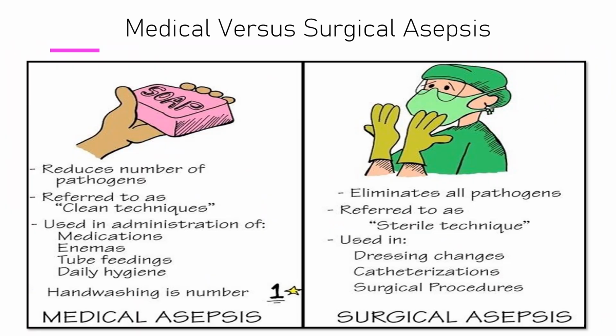I'm going to discuss asepsis. Asepsis is the absence of disease-causing microorganisms. Using aseptic technique decreases the possibility of transferring microorganisms from one place to another. There are two basic types of asepsis, medical and surgical.